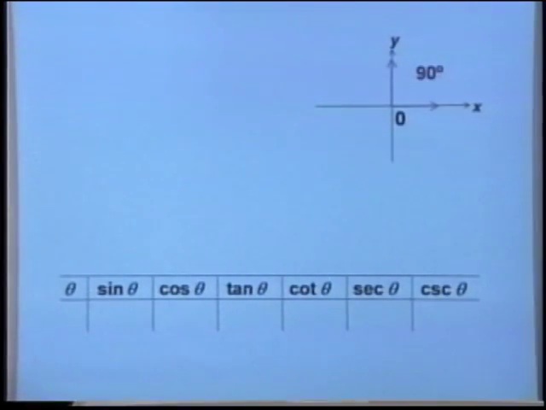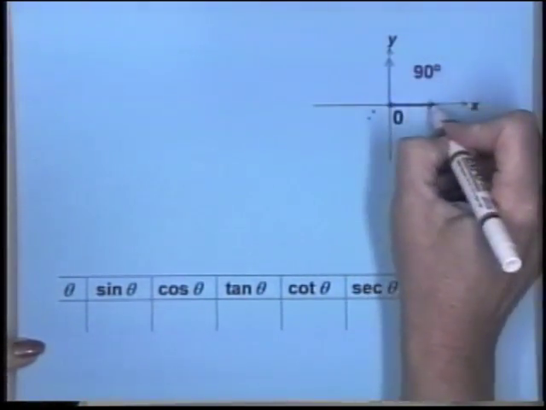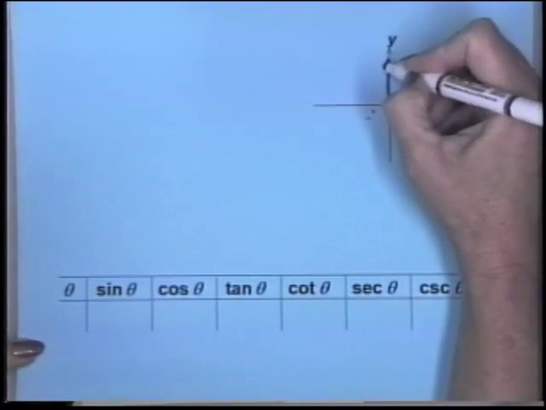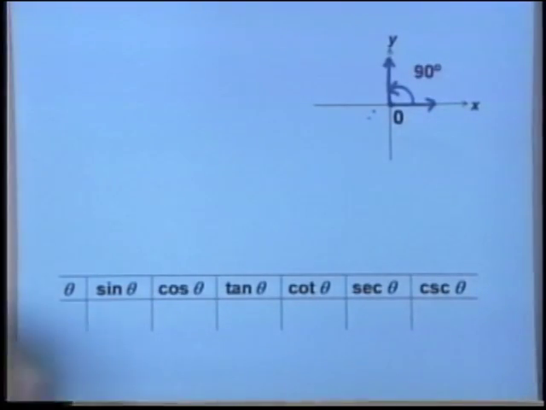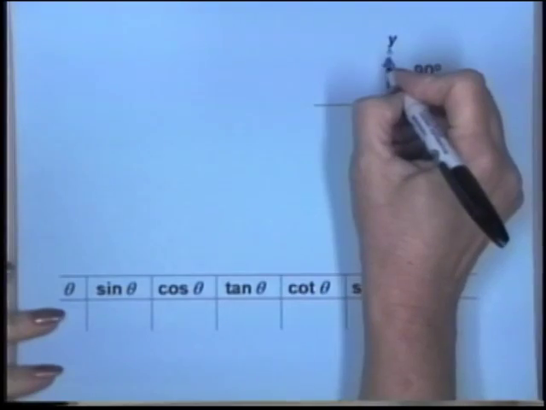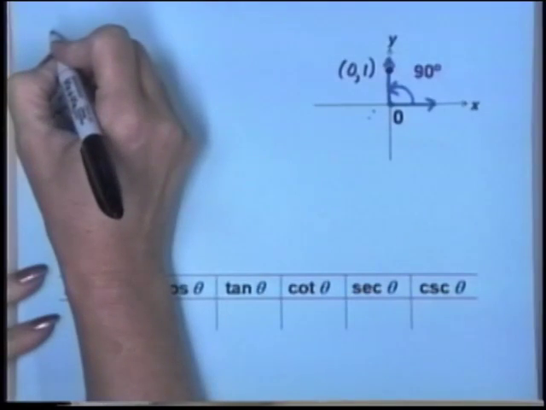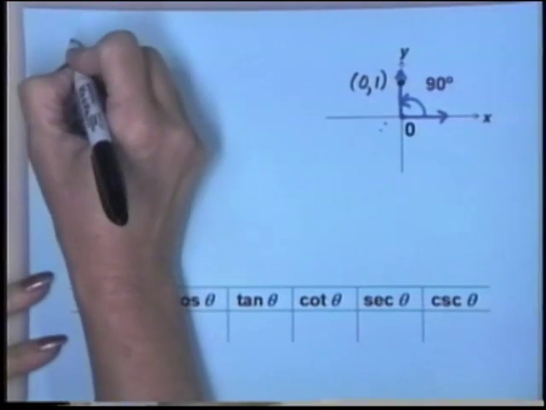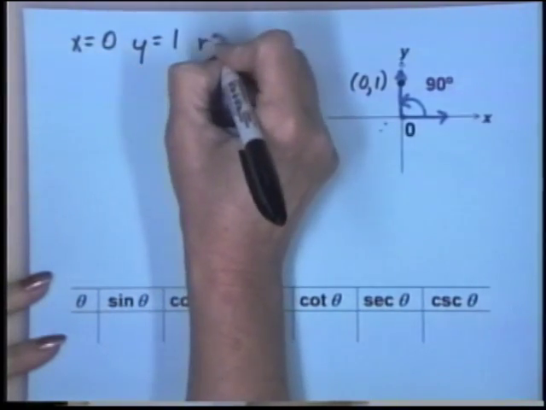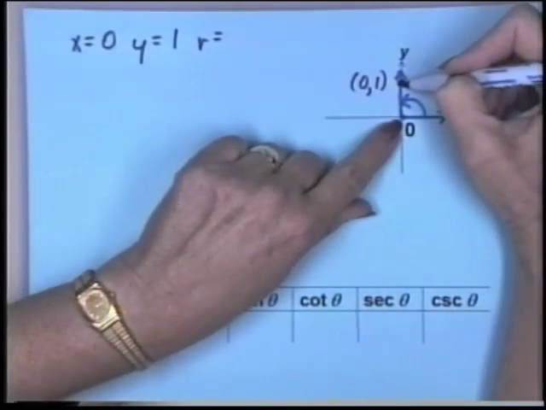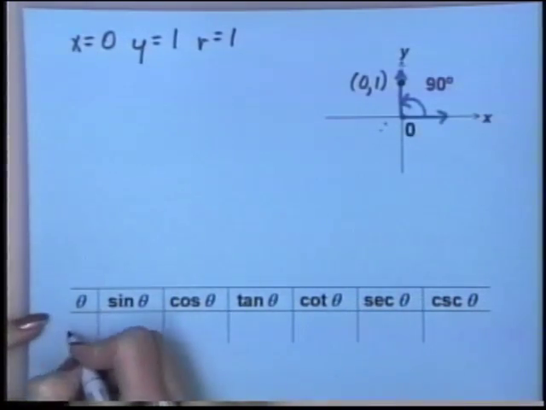Let's look at 90 degrees in standard position. Let's choose a point on the terminal side, and the point that I'm going to choose will be the point 0, 1. So my x equals 0, my y equals 1, my r, what's this distance going to be? 1. If you want to figure it the long way, go for it.